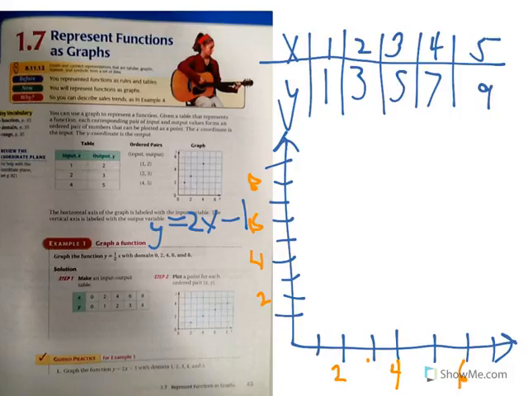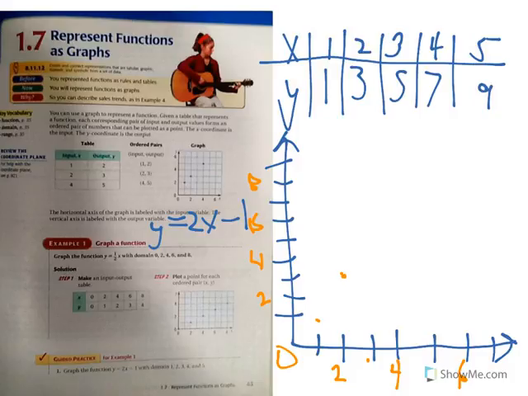This is 2, 4, and 6. So now I'm just going to plot the points. 1, 1 is going to be right there. I should probably label this as 0, 0 for both. So 1, 1 is going to be right there. 2, 3, 2 over 3 up is going to be right about there. So that's the second point there.